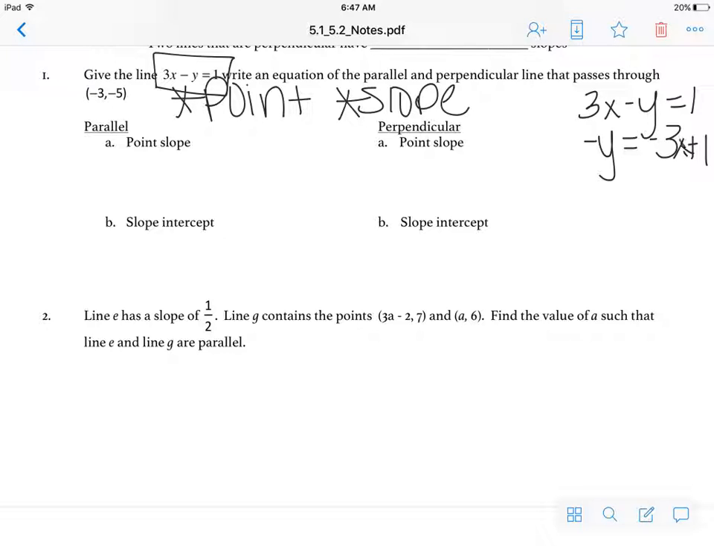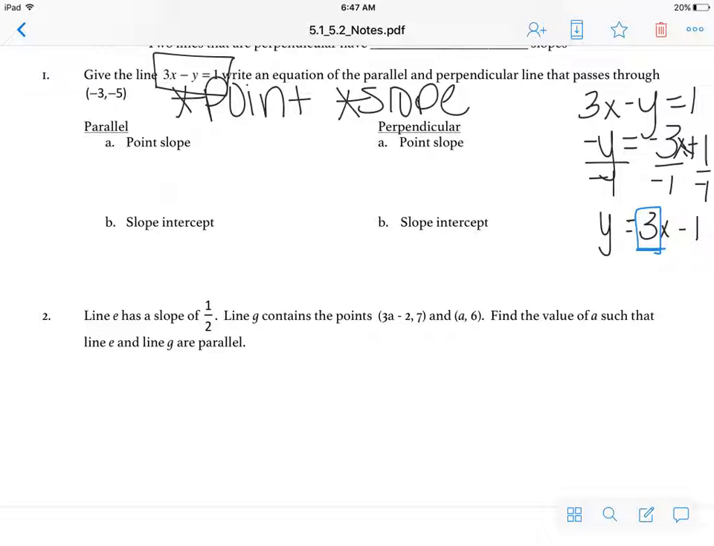And then we want to go ahead and divide by -1 here to get y completely by itself. So you've got y equals a positive 3x minus 1. What's important here is the number that's in front of the x. This is your slope. So 3 is our slope here.